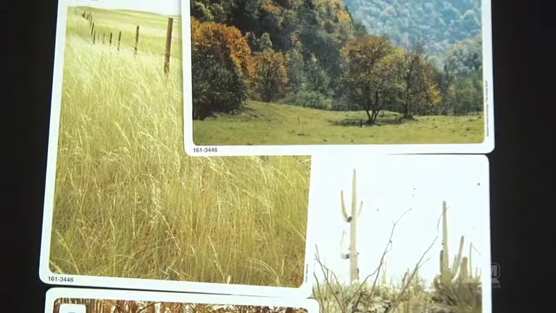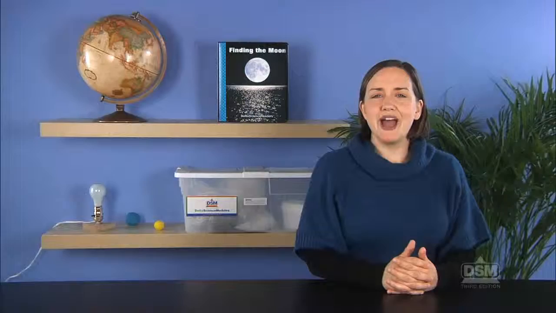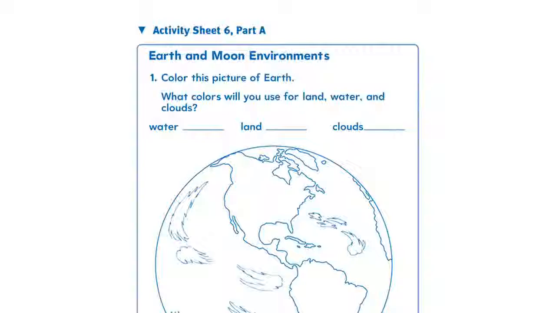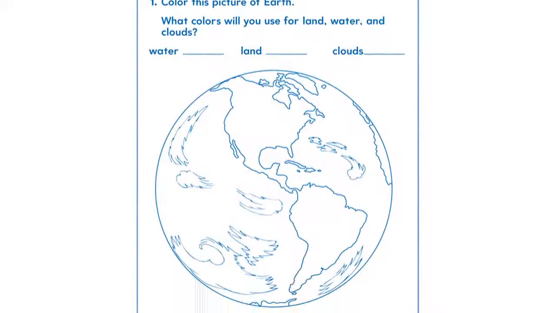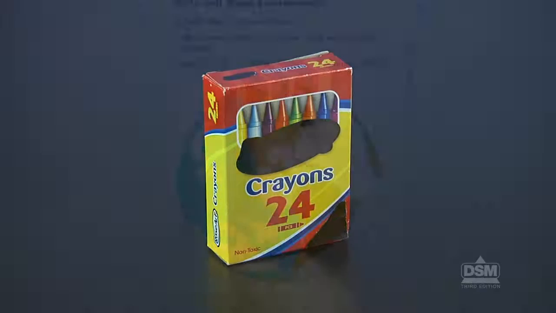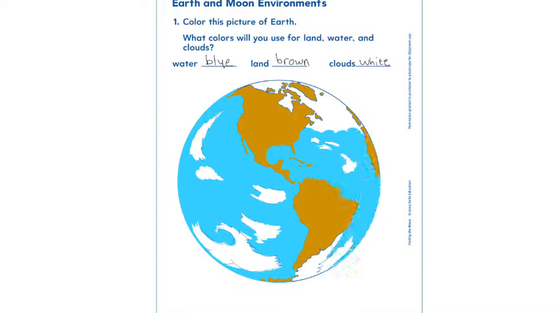Next, guide students to answer correctly, and then display photographs showing the variety of climate regions on Earth. Ask students to examine the photographs and name some of the things they see in each. Ask them, what does this tell you about Earth? Students should understand at this point that Earth's environment can support life. Distribute a copy of Activity Sheet 6, Part A to each student and a box of crayons to each team of 2. Then, have students color in Earth based on the photographs they have just seen.